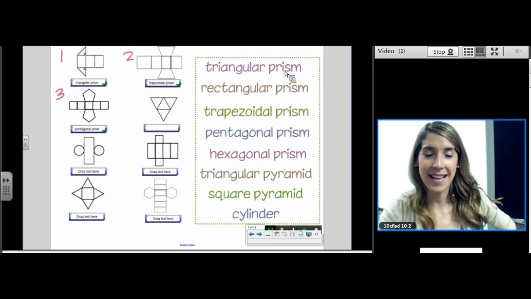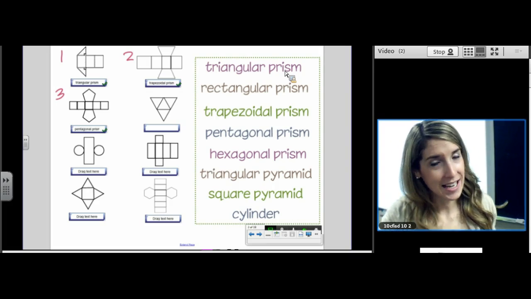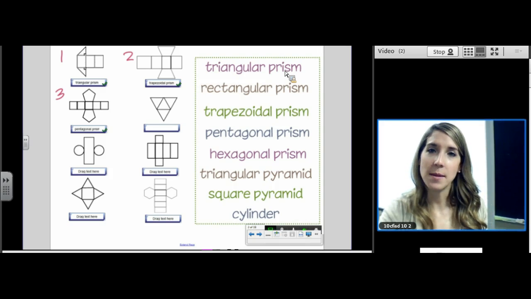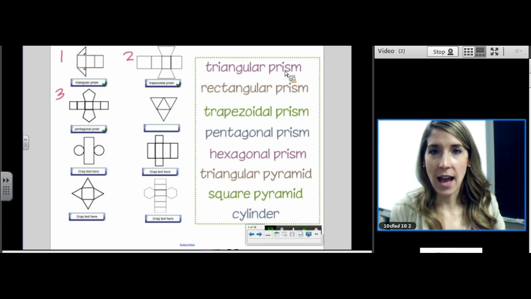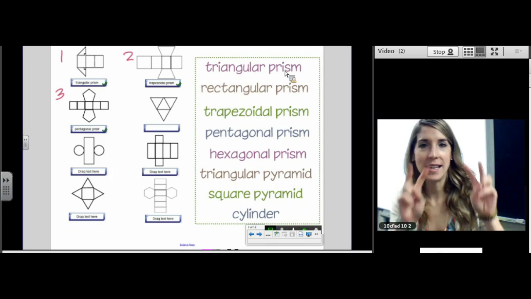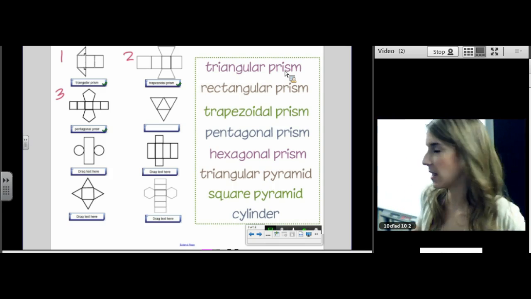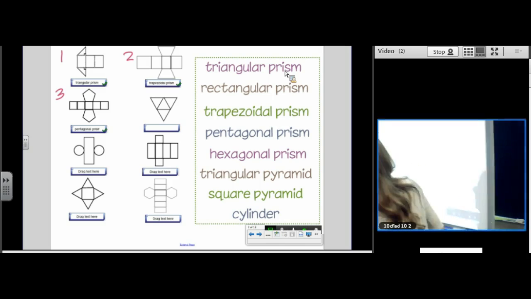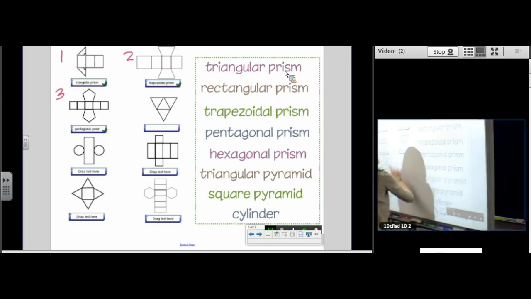The rectangles are called lateral faces. The number of lateral faces is going to be the same as the number of sides on the base. The same as n. Remember n minus 2 times 180, that kind of thing? n. Okay, next one. What's number 4?